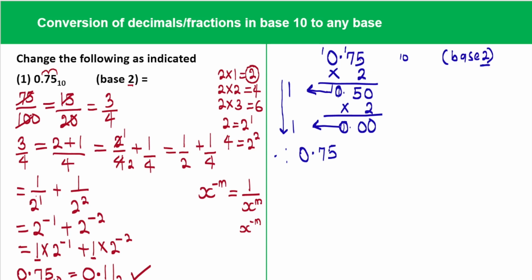0.75 base 10 is the same as 0 in base 2 point. Then 75 base 10 is now 1, 1 base 2. Now if you look, you see that the answer for the second method is the same as the answer for the first method.